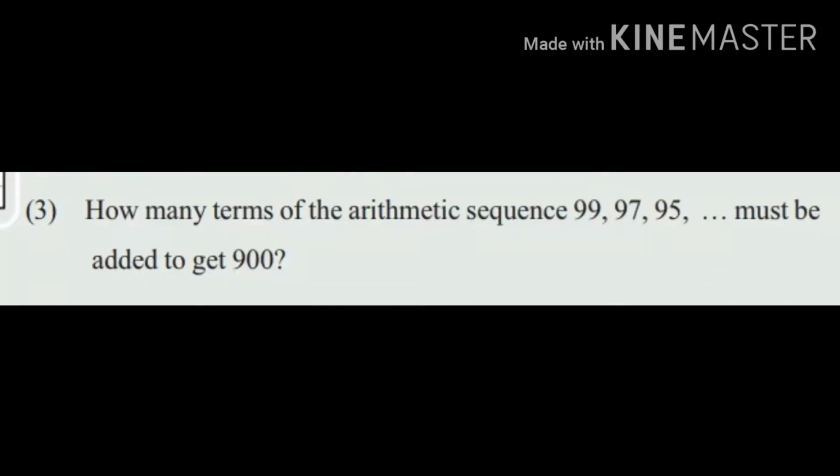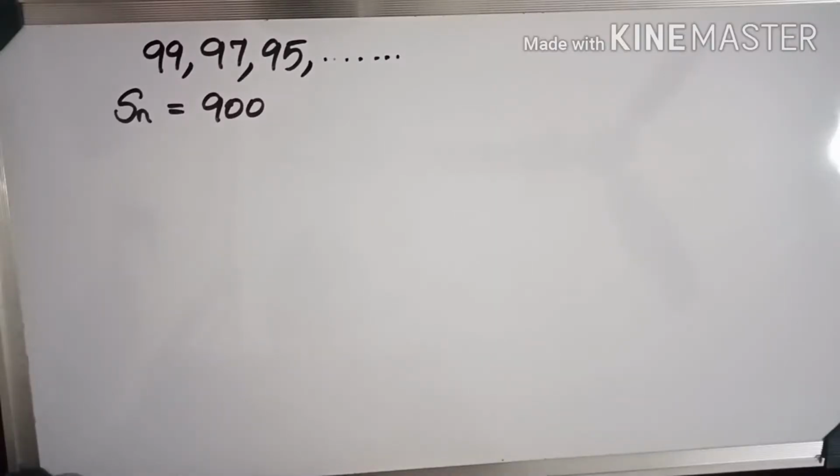Next is question number 3. How many terms of the arithmetic sequence 99, 97, 95, etc. must be added to get 900? We need to find the number of terms here. The sum is given, that is 900. The sequence given is 99, 97, 95, etc. The question is how many terms we have to add to get the sum as 900. That means we have to find n here.